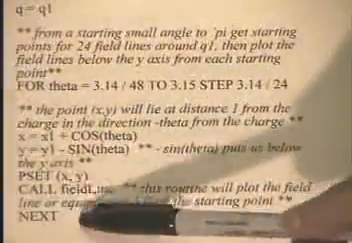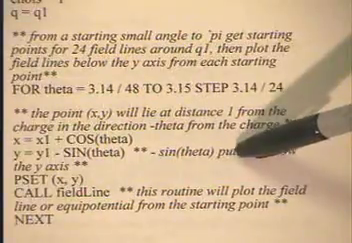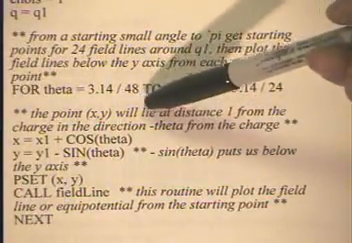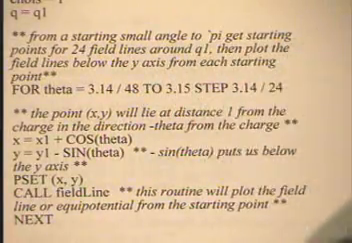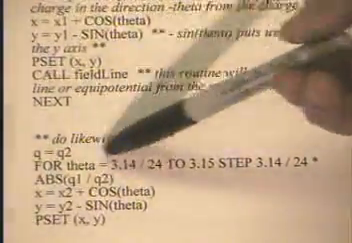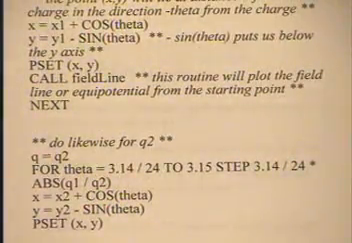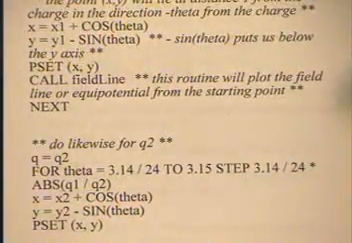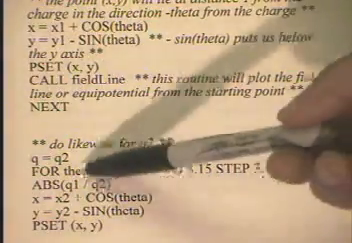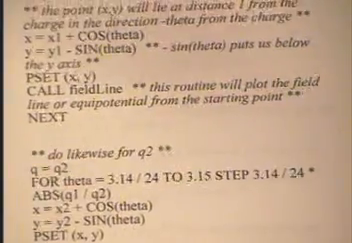And then we call the field line program. We're at this point. Here's the charge. Here's our point. We plot a field line starting from this point. And then we do the same thing for the charge Q2. We let Q equal Q2. Theta goes through the same values. And we set these points, and then we'll call the field line program.